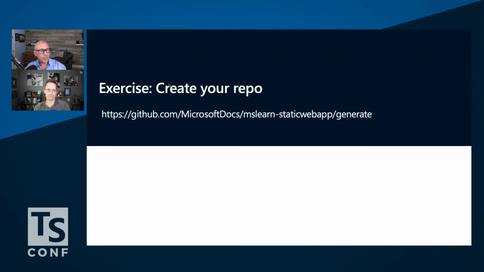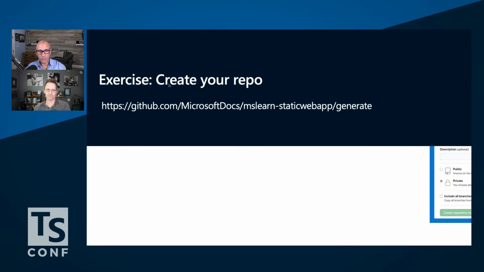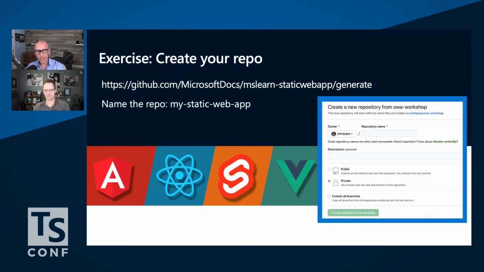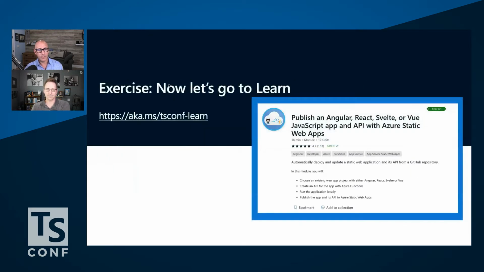And our first step is going to be to generate this repo, and we'll do this together. We're going to generate the repo from a link. We're going to build an app. You're going to get to choose Vue, Svelte, React, or Angular. And then we're going to walk through the Learn module.